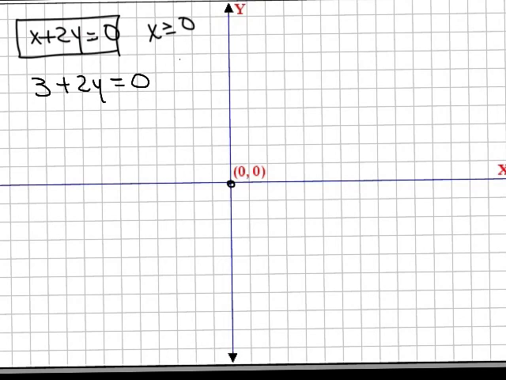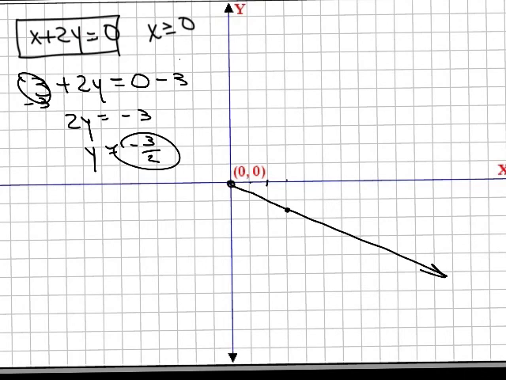So I know it's positive. Alright, so we get 2y equals, we're going to subtract 3 from both sides. We get 0 minus 3 is negative 3. Y equals negative 3 halves. So negative 1 and a half. So when x is 3, y is negative 1 and a half. So let's go over 1, 2, 3, down 1 and a half. And that gives me my line segment, or my terminal line there.